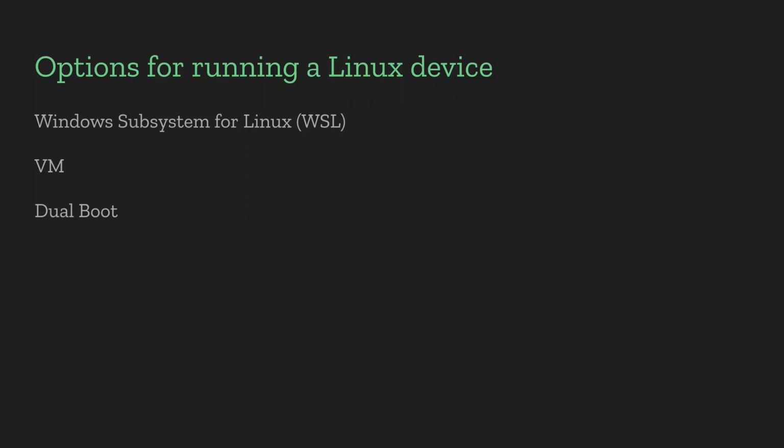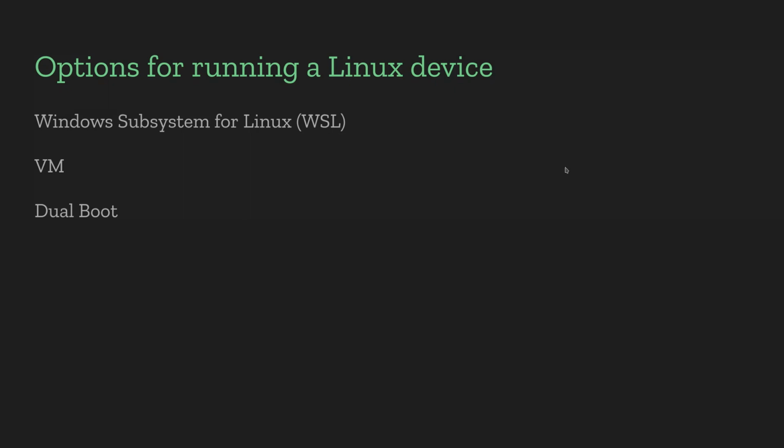The second option is just running a virtual machine with Linux in it. This is kind of annoying. I'll talk about that more in a minute. And then the third option is just straight up dual booting Linux and Windows on your computer. So just have a hard drive with both Linux and Windows installed.